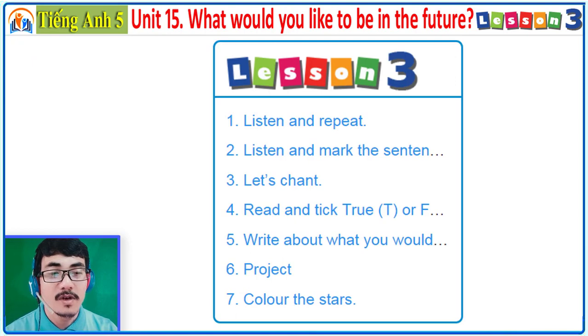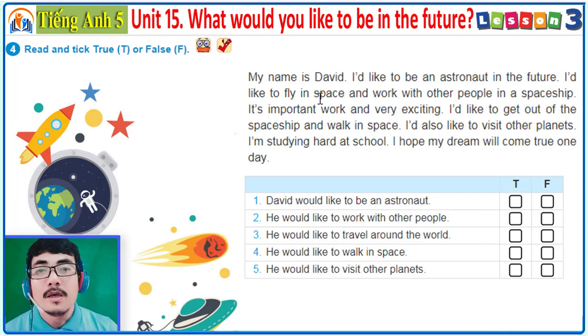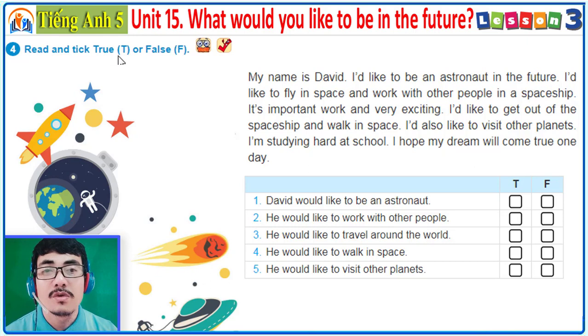Now, let's move to activity number 4. Read and tick true or false. Now you look at the pictures first. Here is an astronaut, and here is a rocket, and here is space, right? So maybe here is a writing about an astronaut or space or something like that.